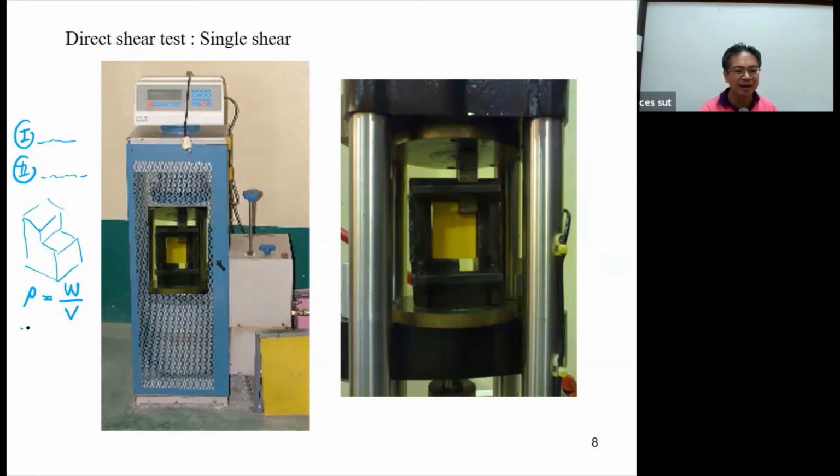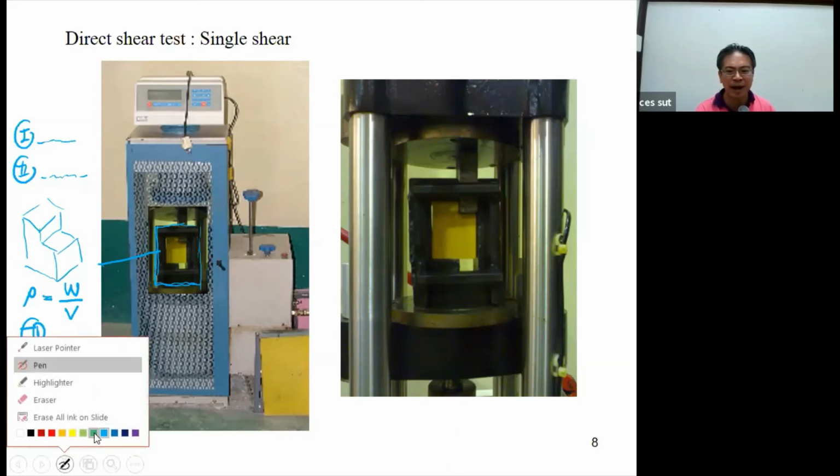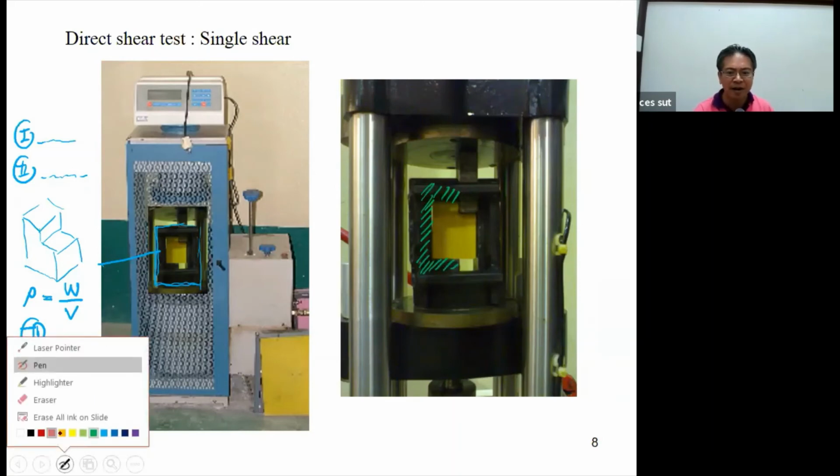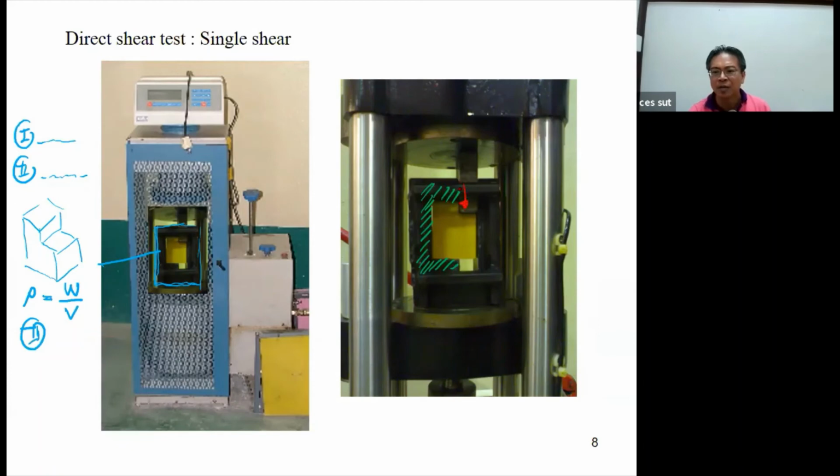Okay, and then the third, you just install your specimen into this casing. Okay, and then you put all of them into the compression machine, and the specimen in this way is going to lock. The steel casing is going to lock it in this way. And then when you apply the force, it will transfer through the steel plate here.